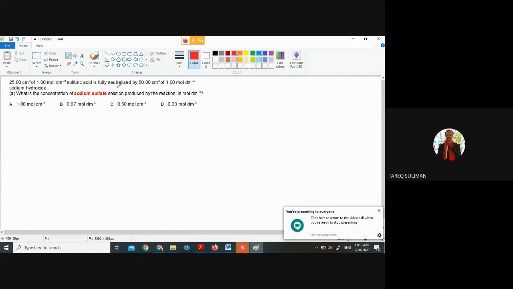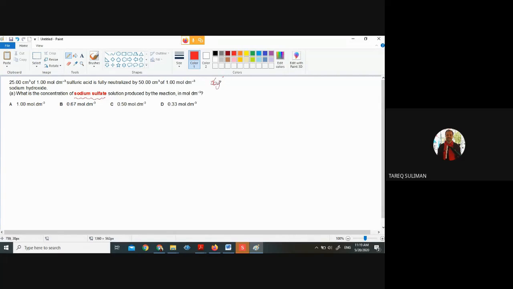This is a neutralization reaction, and in this neutralization reaction we obtain sodium sulfate as a product. This is a salt. In a neutralization reaction inside water, the products are salt and water. So they want us to calculate the concentration of sodium sulfate.